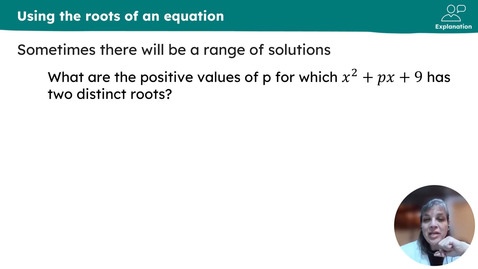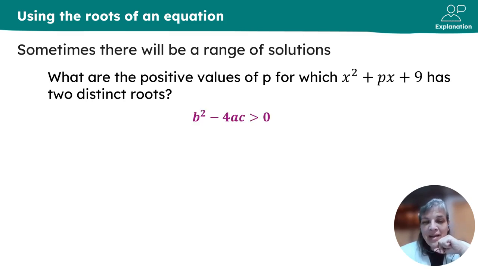Sometimes there will be a range of solutions if you have an inequality, or if the question is asked and it wants to know where this criteria will be true. So what are the positive values of p? Here's an example for which x squared plus px plus 9 has 2 distinct roots. What does the discriminant have to be to get 2 distinct roots? Who knows? You can share your idea?